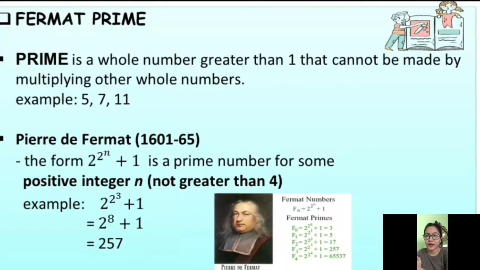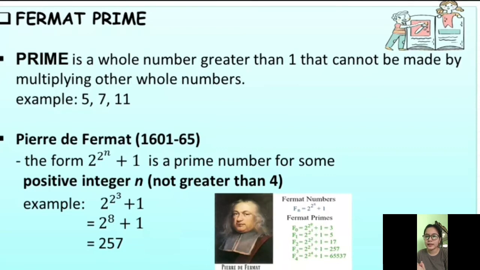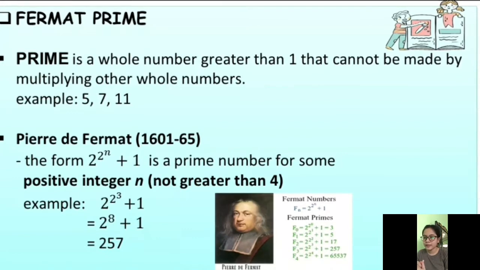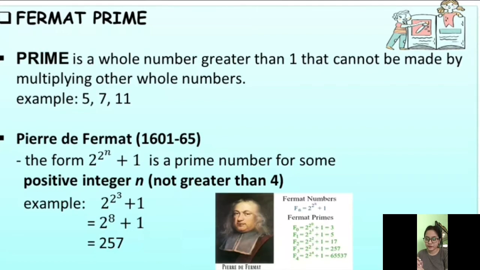First, what is a prime? A prime is a whole number greater than 1 that cannot be made by multiplying other whole numbers. For example, the numbers 5, 7, and 11. Why is 5 considered a prime number? Because you cannot multiply two whole numbers together to make 5. For example, you cannot multiply 2 and 3 together to make 5, unless you use the number 1.